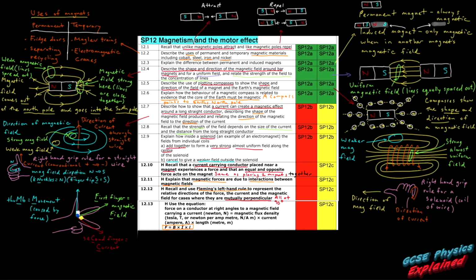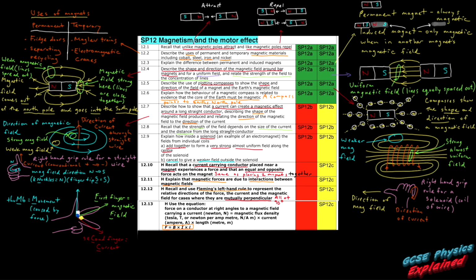Now, the magnetic field direction is from north to south, same as usual. Knuckles is north, and fingertips is south. So if you pointed your thumb up, your fingers would come around in a circle like that. If you were looking down on it, it would be anti-clockwise. And the current is conventional current, which is from positive to negative.